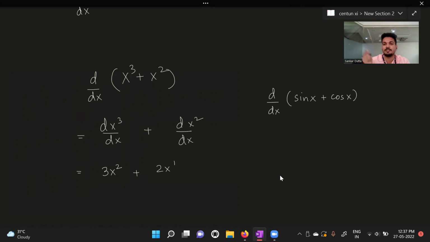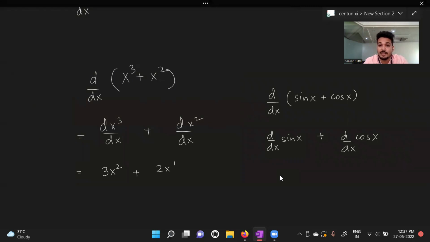How will you do this differentiation? Pause the video, do it yourself, and then let's check the answer. Okay, so this will be differentiation of sin x followed by differentiation of cos x, and then we add them together. So this will become what?